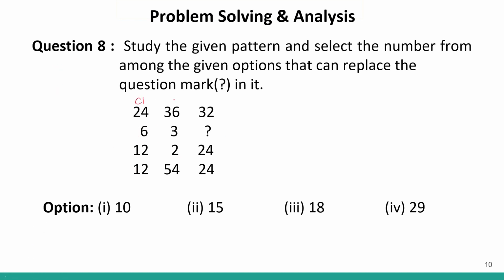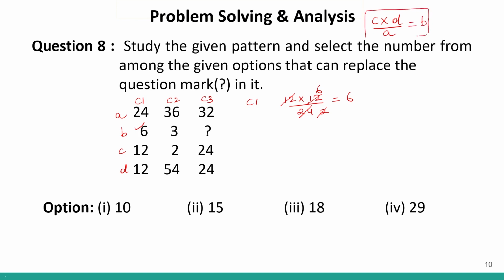Now let me rename them. So if I say this is column 1, this is column 2, and this is column 3. And this is A, this is B, then C, and then D. So certain operations are being done on 12, 12, and 24 to get 16. So let me try with column number 1. In column number 1, if I multiply 12 into 12 and divide it by 24, what will I get? 12 2s will be 24, and 2 6 times is 12. So I'll get 6. So this is correct. So the logic I followed is I multiplied C and D and then I divided by A to get my B element.